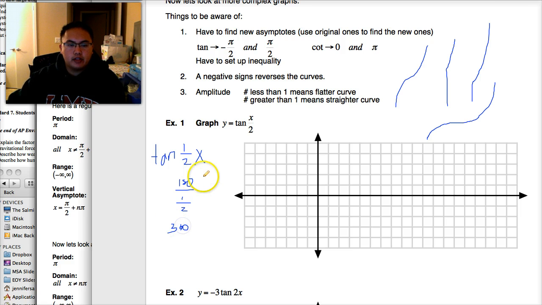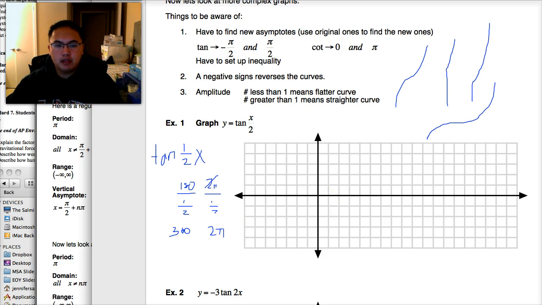Or if you want to do it in radians, depending on what the problem is, 2 pi over half, or sorry, pi over half, because this is tangent, pi over half, I'm going to get 2 pi, which makes sense because 360 and 2 pi mean the exact same thing. So what does that mean for you?